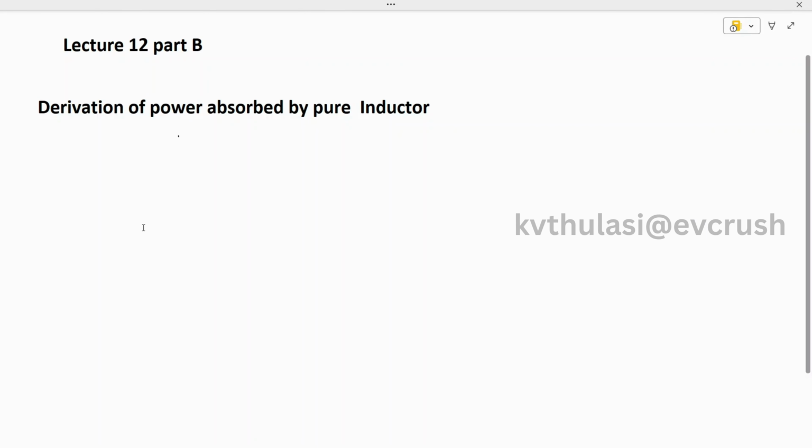Today we are going to solve lecture 12 part B, the derivation of power in a pure inductor. The formula for power is the instantaneous voltage v times the instantaneous current i. So v can be written as Vm sin omega t, and i can be written as Im sin(omega t minus pi by 2).